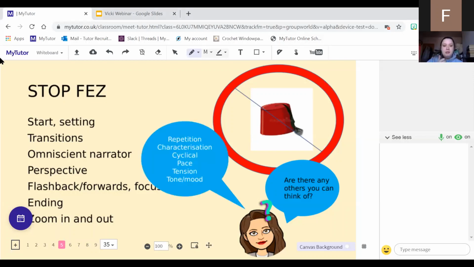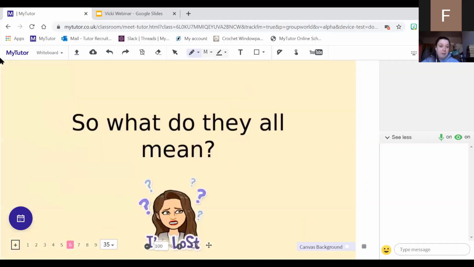Someone came up with tone, repetition, characterization, pace, tension. Now, some of you I'm sure will be saying, well, repetition, we looked at that last week in question 2. I'm going to explain the difference to you. So repetition is a little bit of a tricky one, but we will talk about them. Okay, so I'm going to go through, define them, give you some examples, and hopefully we'll clear up anything that you're not sure of that I've mentioned so far.